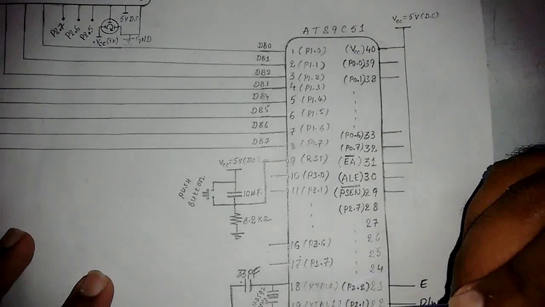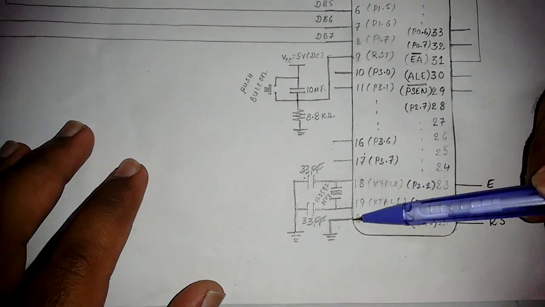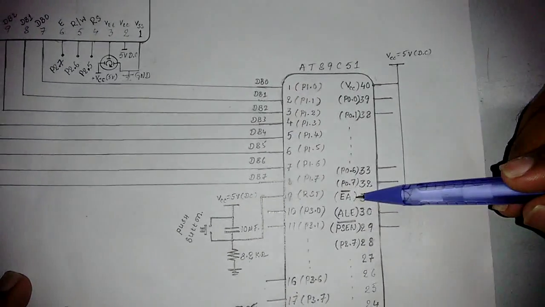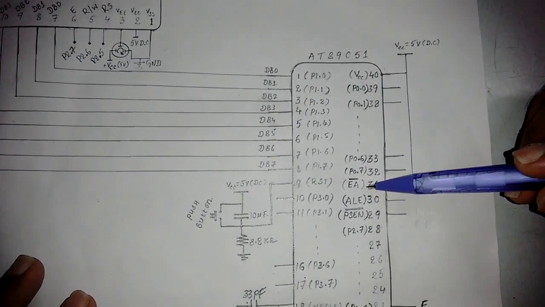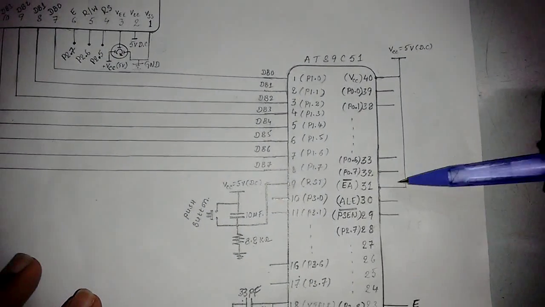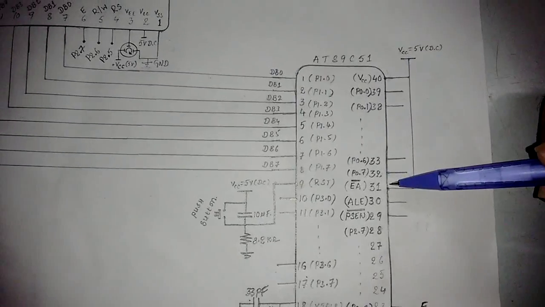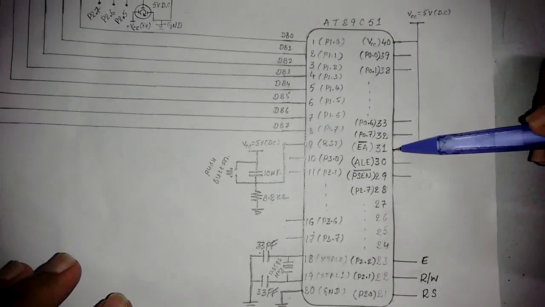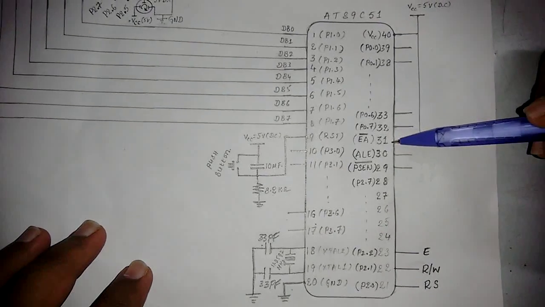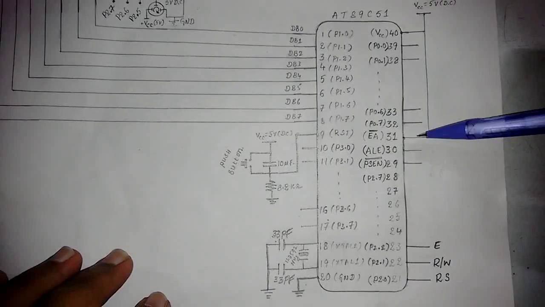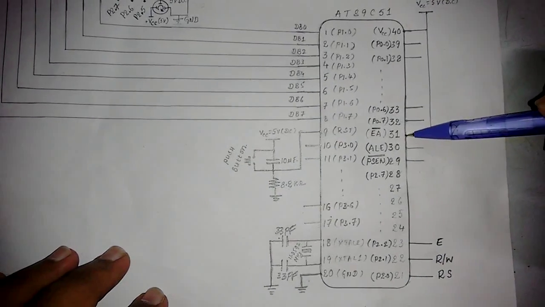Pin number 20 is ground, and pin number 31 is your external access pin, which has been used to access your internal ROM or external ROM. Since my program has been stored in my internal ROM memory, and I want to access my internal ROM, my EA bar is connected to 5 volt, which has been disabled. Fine. So this is the third minimum connection to be considered.